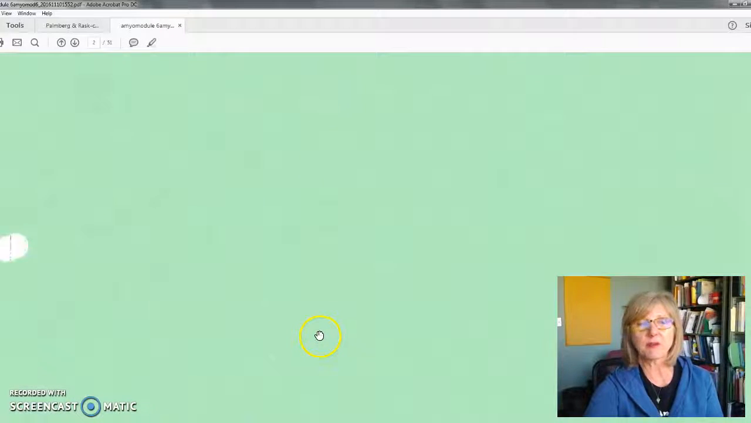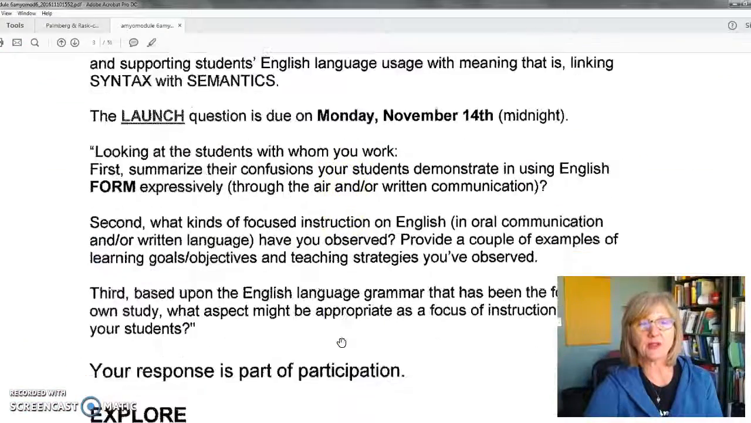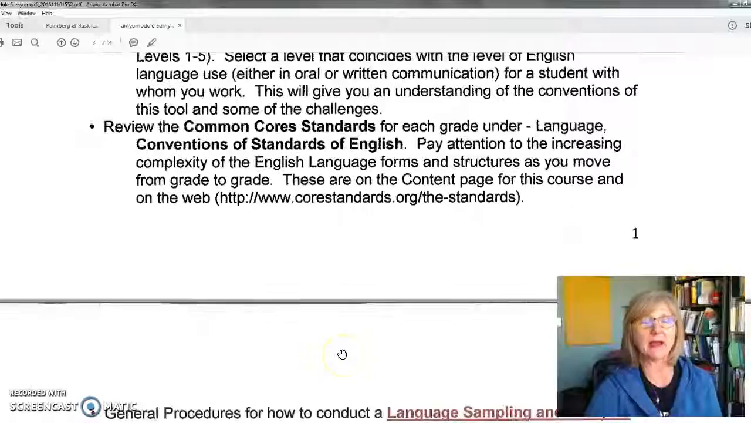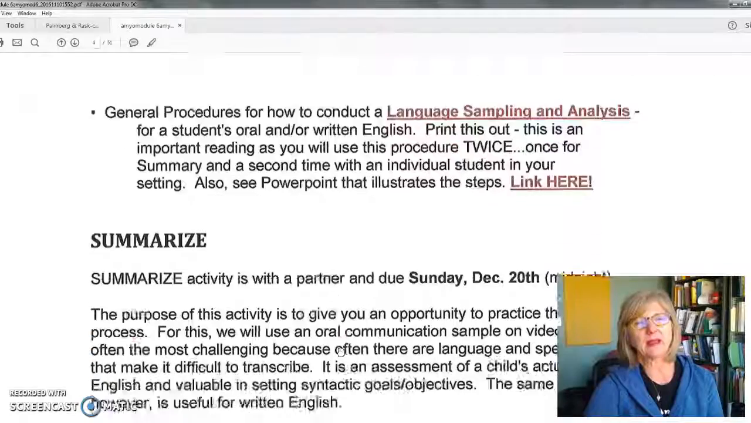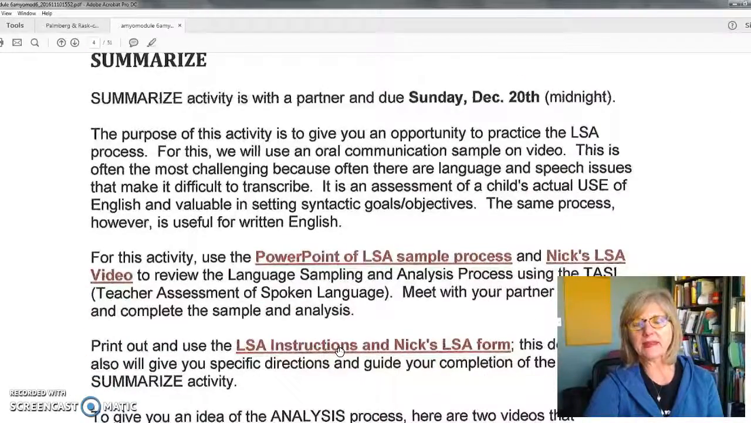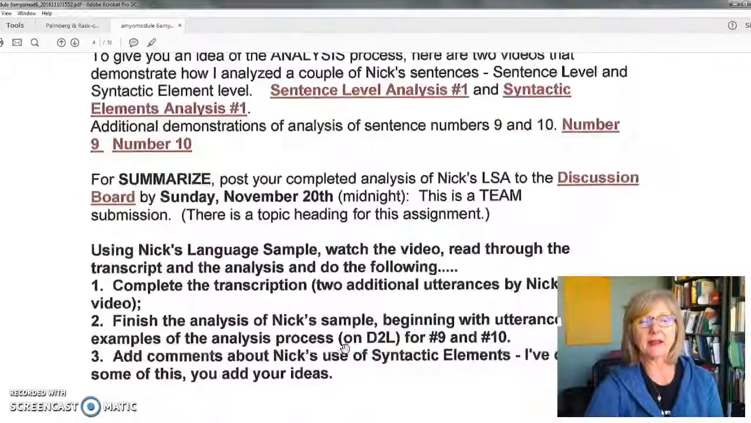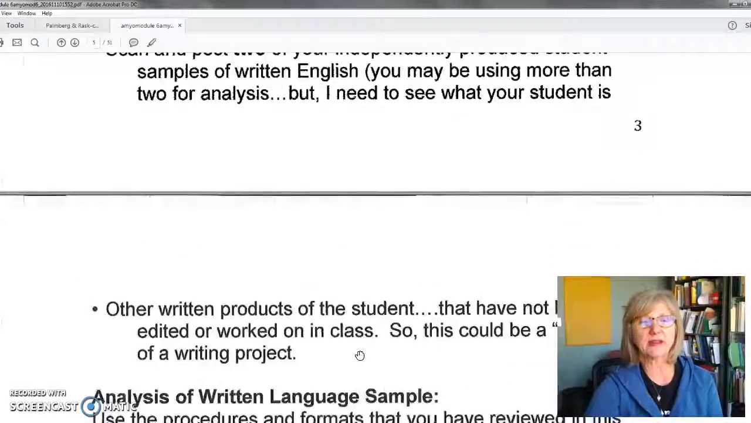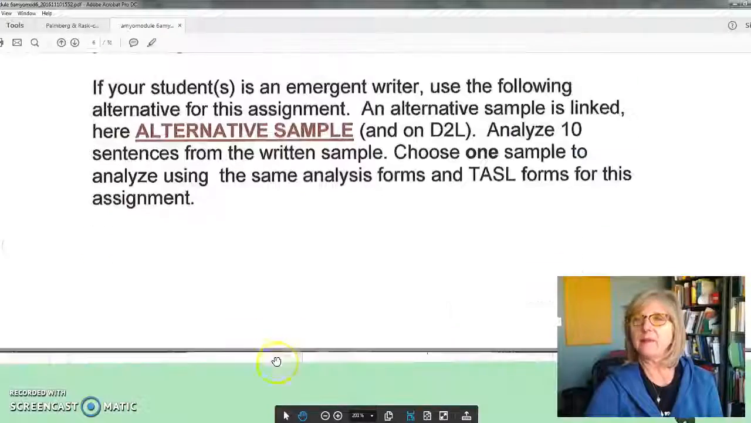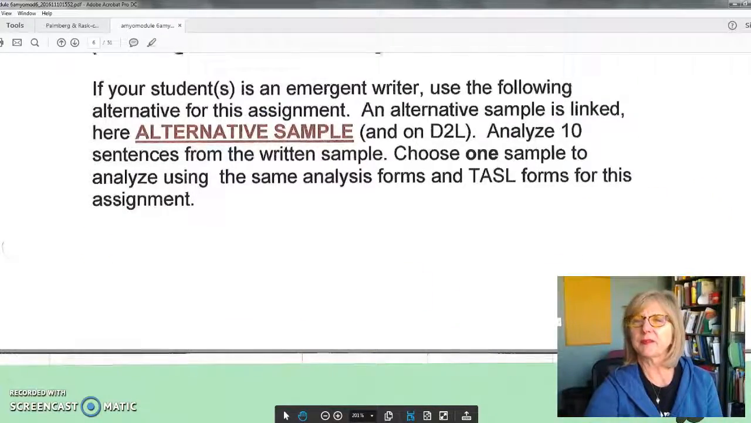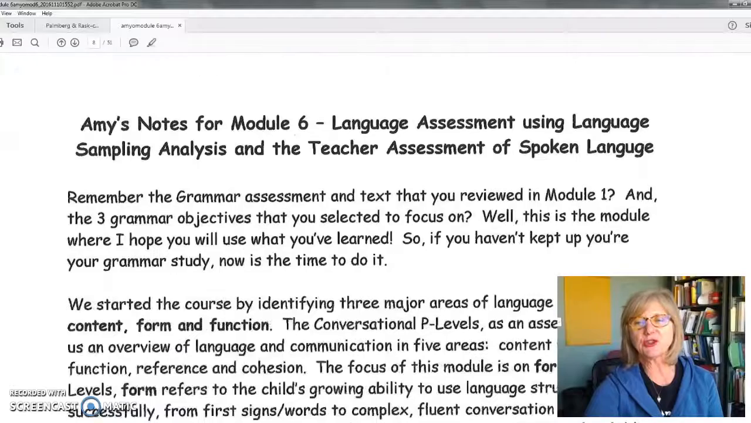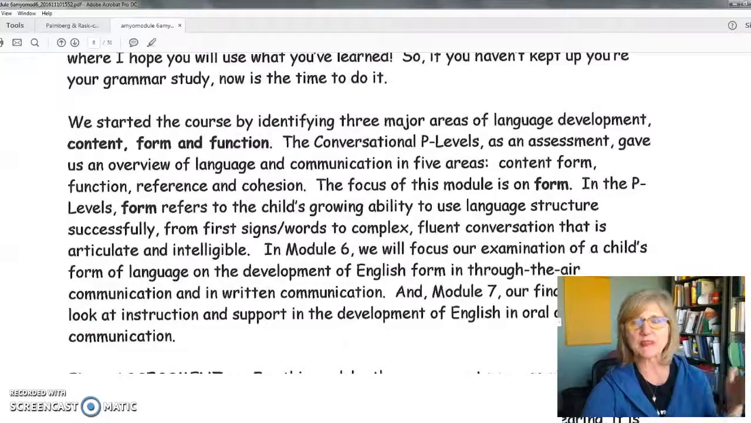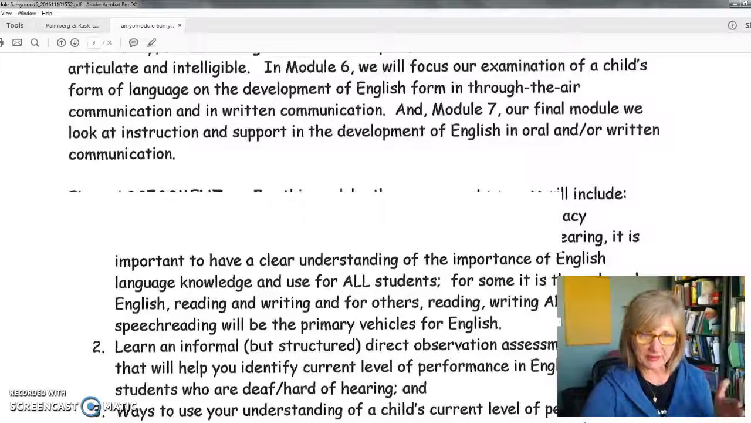So let's work through number one. This is the overview. We have the launch. I went through this. The summarize, again, is your work with a partner. And I'll walk through that. Let's get to the materials here. I'm going to show you about the language sampling analysis. So these are my notes. And they really do review content, form, and function and some of the things that we've looked at up to this point.